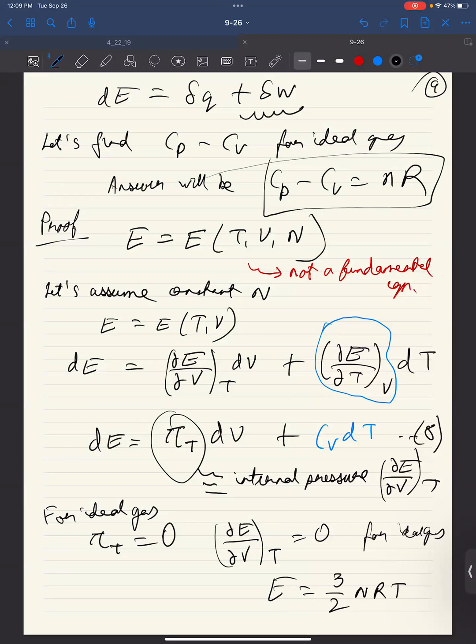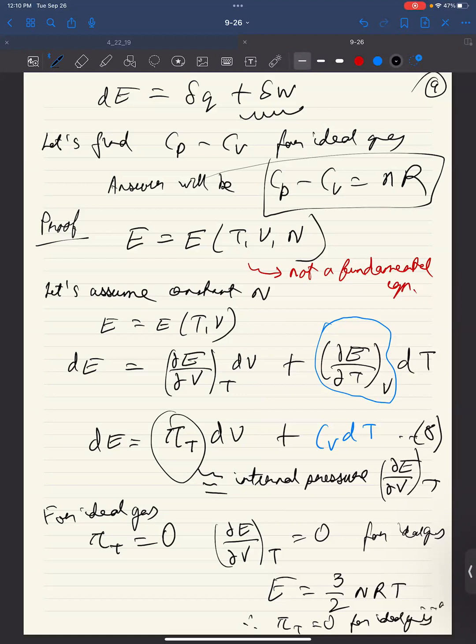What happens to this if you differentiate it with respect to volume at constant temperature? It is 0, right? There is no volume dependence. So the energy of an ideal gas does not depend on how much volume the ideal gas is occupying. It only depends on the temperature. Why? Because ideal gas particles do not talk to each other. Even if you don't believe in this being measured, this should make intuitive sense if you think about how we defined an ideal gas. So therefore, pi_T is equal to 0 for ideal gas.